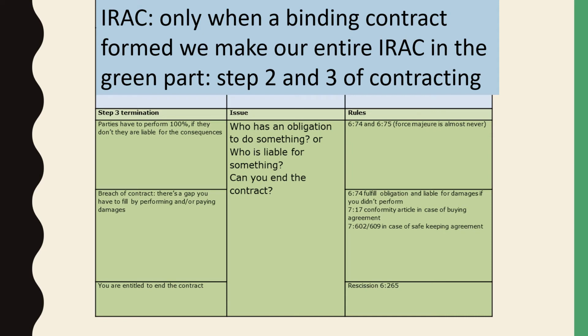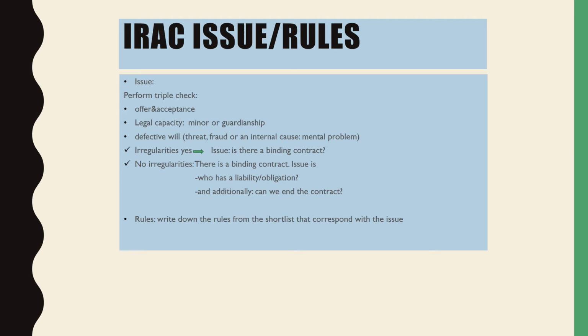If everything is okay at a triple check, your issue will be who's liable for the damages, and you check out which articles you need. Probably 674 and 675 because they are really the winners. We will not go in book 7, so you can forget about book 7 now. We will not go there. And maybe you also want to end the contract. That is on the bottom, you're entitled to end the contract, and that is article 6:265. So that is what we do, and that was actually the whole IRAC.